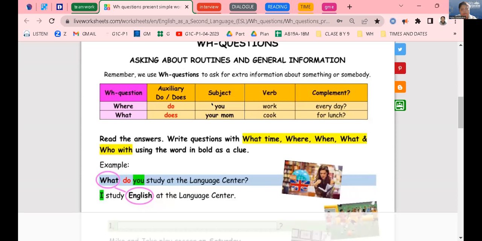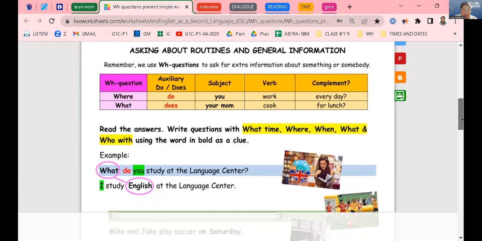And notice that the subject can be a you or the name of that person. Your mom, so that's a third person singular. Your father, his brother, her brother. Mario, for example, Fernando. What does Fernando cook? What does Mario cook? What does your mom cook? Where do you work? Where does Daniel work? Okay, so that is the structure.